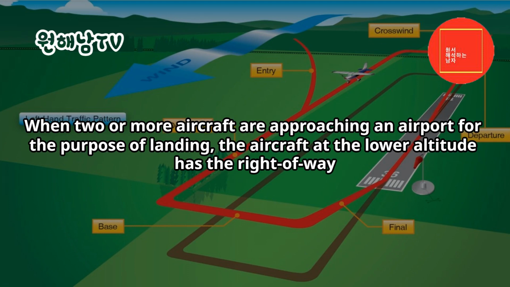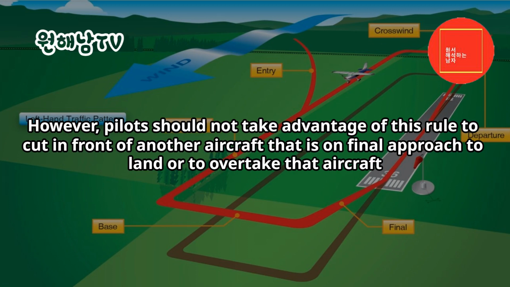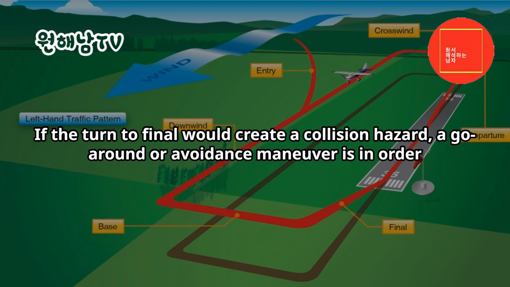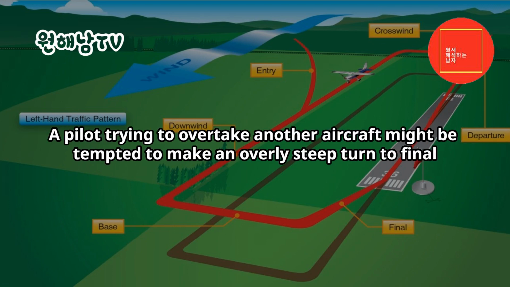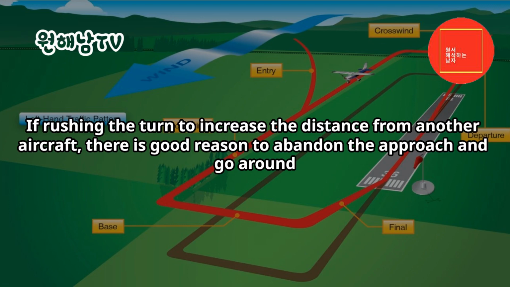When two or more aircraft are approaching an airport for the purpose of landing, the aircraft at the lower altitude has the right of way. However, pilots should not take advantage of this rule to cut in front of another aircraft that is on final approach to land or to overtake that aircraft. If the turn to final would create a collision hazard, a go-around or avoidance maneuver is in order. A pilot trying to overtake another aircraft might be tempted to make an overly steep turn to final. If rushing the turn to increase the distance from another aircraft, there is good reason to abandon the approach and go around.